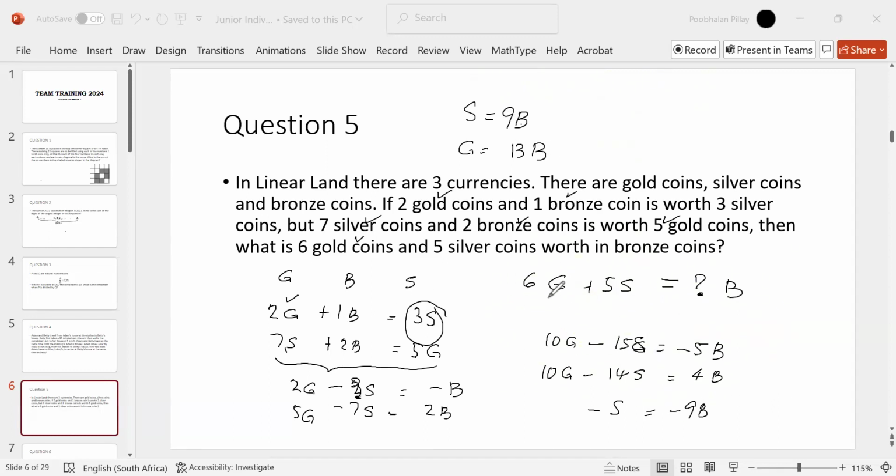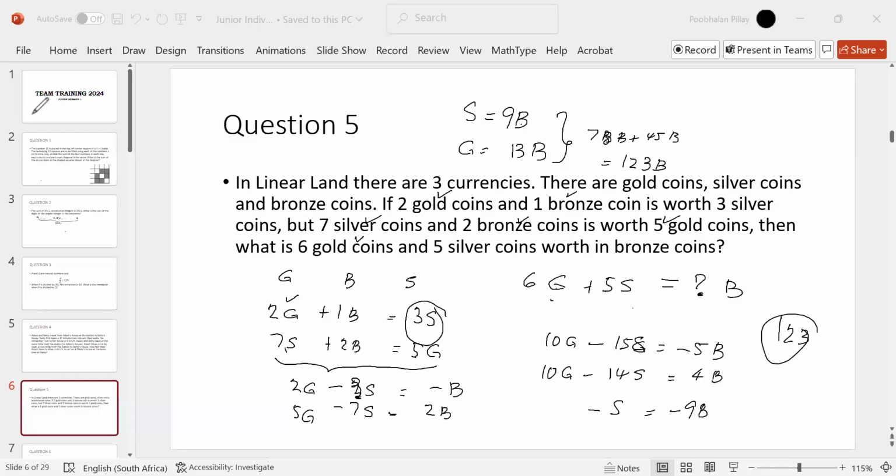And once you got that, then for the 6g plus 5s, you can calculate it very quickly. The 6 of this will give you 78b, and 5 of the other one is 45b. So that gives you 123b. So 6 gold and 5 silvers gives you 123 bronze. So that is the answer to that question.